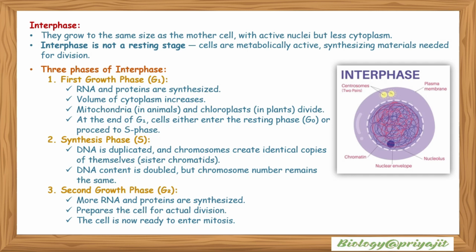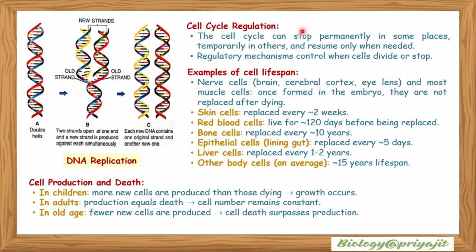to S phase. Synthesis phase, DNA is duplicated and chromosomes create identical copies of themselves or sister chromatids. Second, growth phase or G2, here more RNA and proteins are synthesized to prepare the cell for actual division, and the cell is now ready to enter mitosis. Cell cycle regulation. The cell cycle can stop permanently in some places, temporarily in others, and resume only when needed. Regulatory mechanisms control when cells divide or stop.